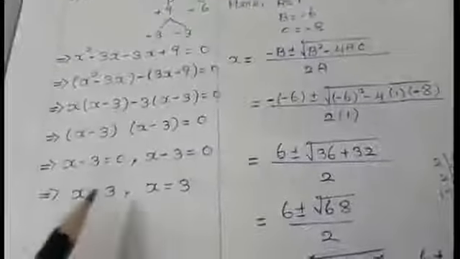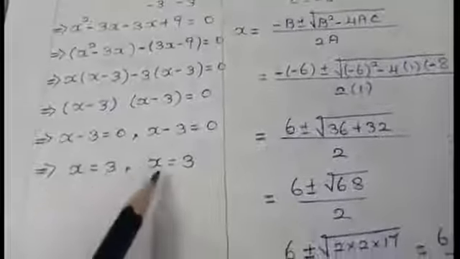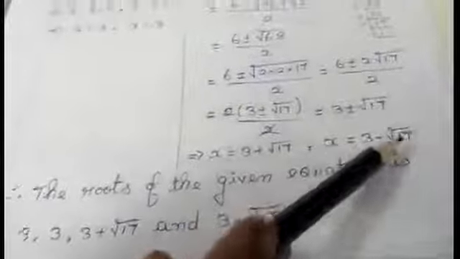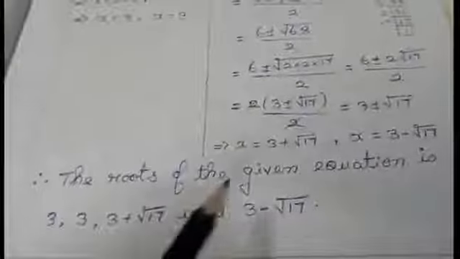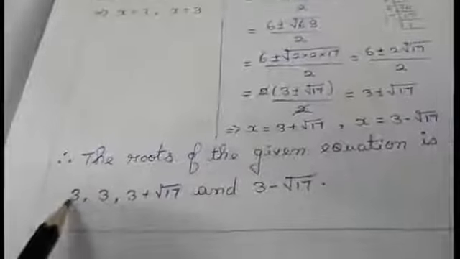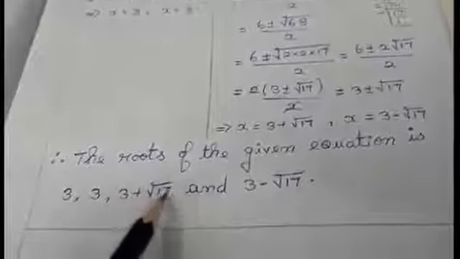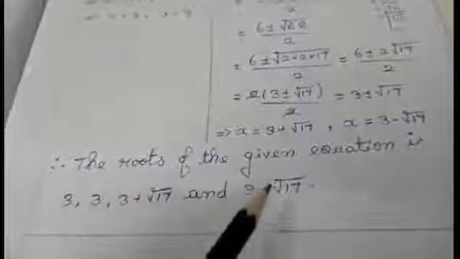After finding, the final answer is x is equal to 3, that is 2 times I am getting x equal to 3. Here x is equal to 3 plus root 7 and 3 minus root 7. Therefore, the roots of the given equation are 3, 3 plus root 7 and 3 minus root 7.